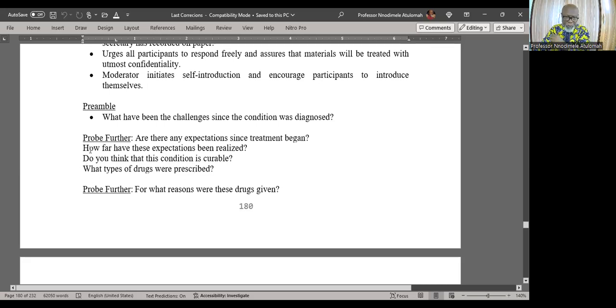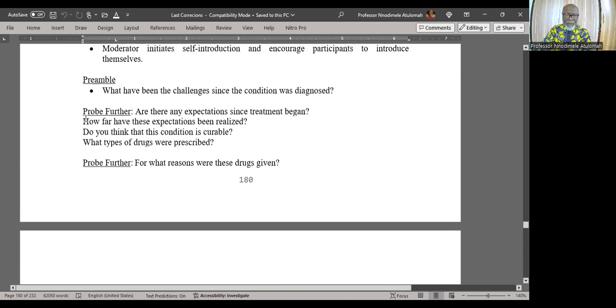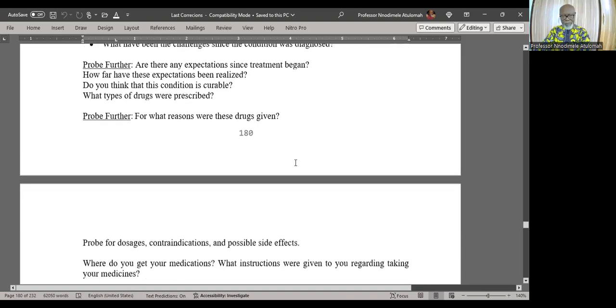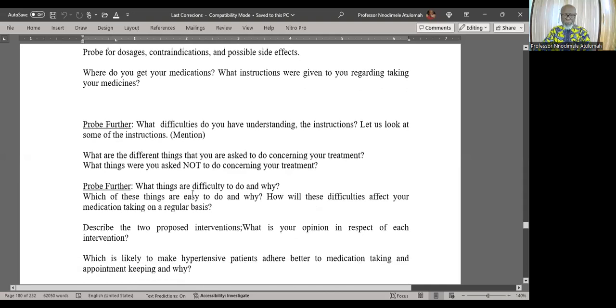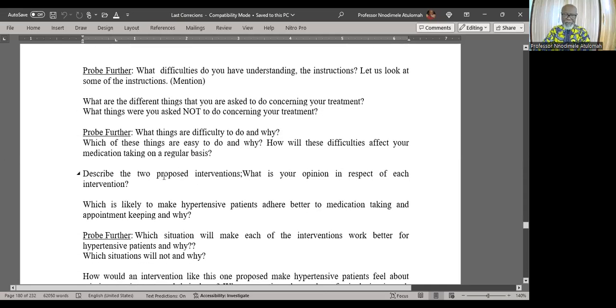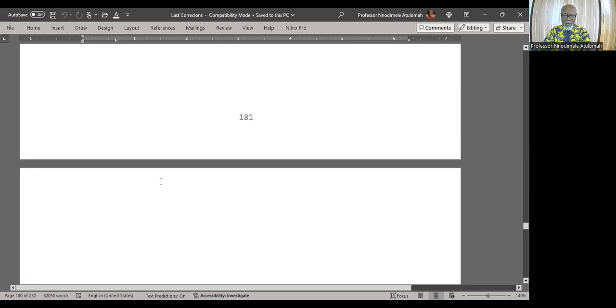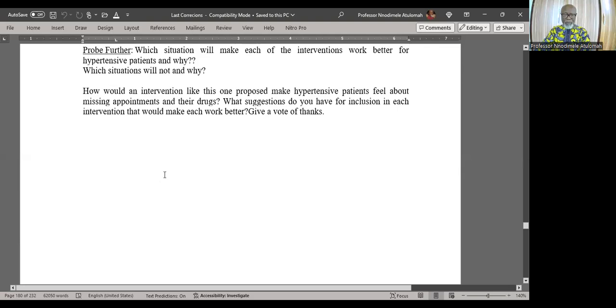We record that. So the next probe will be, how far have these expectations been realized? Then the next one, do you think that this condition is curable? That's hypertension. So they will answer. Then you go further. What types of drugs were prescribed? So you see, it's not like a questionnaire. It opens up discussion, open-ended. Okay? So even there, after this first probe, you can still probe further. For what reasons were these drugs given to you? See? So there, probe until you are sure that you have finished that theme. All right, you can start another theme if you have, depending on how many.